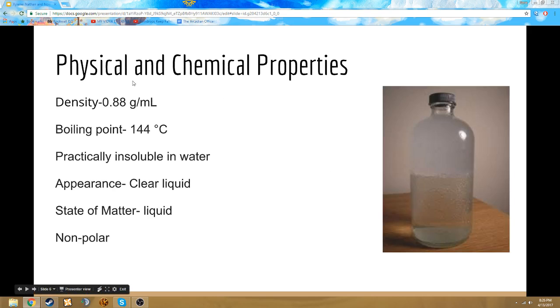Physical and chemical properties. It has a density of 0.88 grams per milliliter, a boiling point of 144 degrees Celsius, and is practically insoluble in water. Its appearance is a clear liquid.